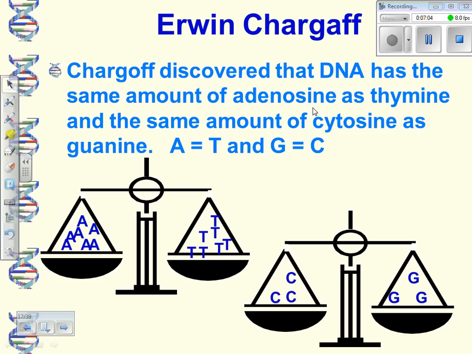Okay, then this next guy, Erwin Chargaff, he discovered that DNA is made up of some bases. These are molecules, and he and his team discovered that there's the same amount of adenine as thymine in a molecule of DNA, and the same amount of cytosine as guanine. We abbreviate these bases as adenine is A, thymine is T, guanine is G, cytosine is C. So there are equal amounts of A and T and G and C.